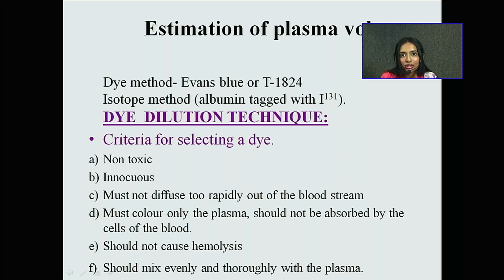You should always remember that while selecting the dye, all these properties should be present in that substance or dye. It should be non-toxic, innocuous. Innocuous means it is not harmful or offensive. It must not diffuse too rapidly out of the bloodstream. It must color only the plasma. It should not be absorbed by the cells of the blood. It should not cause hemolysis.